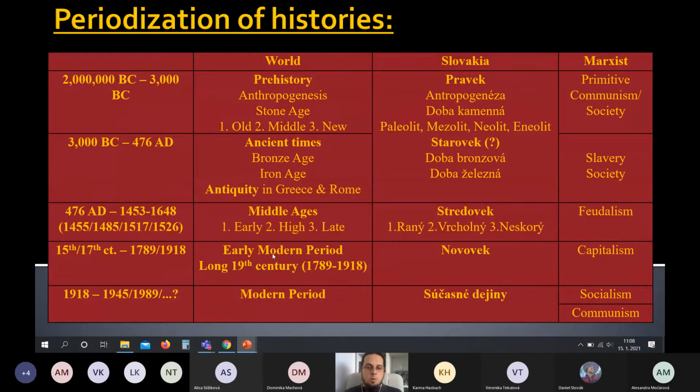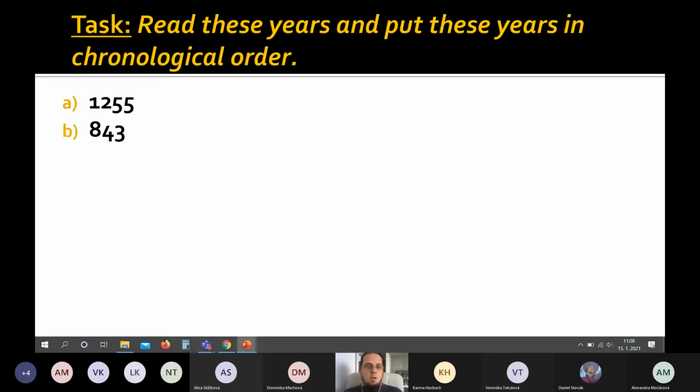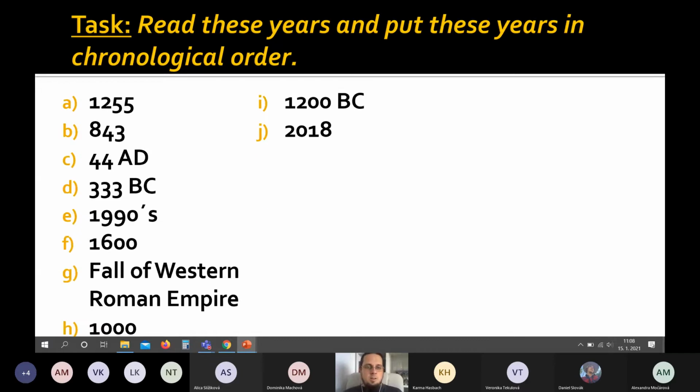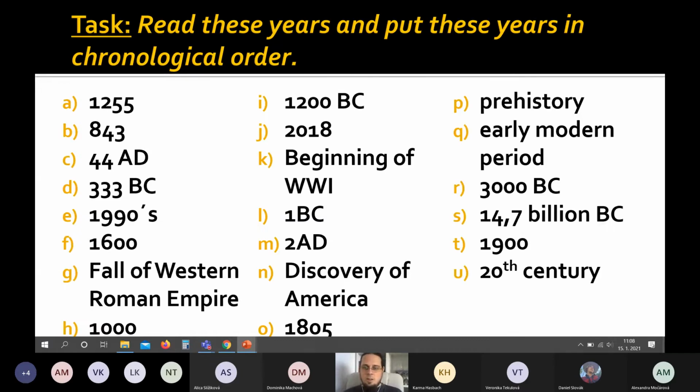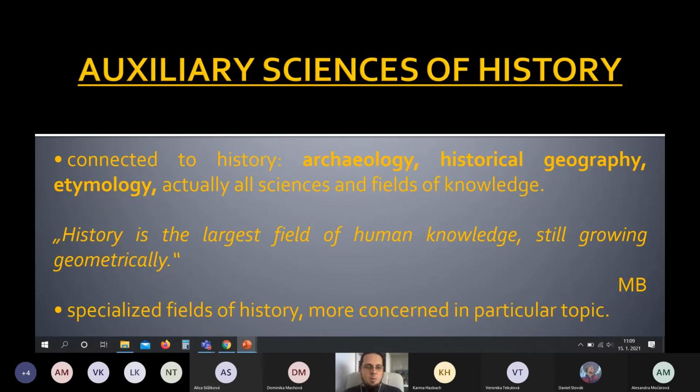Actually, today I have already met with this early modern period, which is also like the high modern period, and we are right now living in the late modern period. So it's interesting to see which of the milestones we can use. Okay, that was the part in the test. Definitely remember it. Okay, also the auxiliary sciences of history.